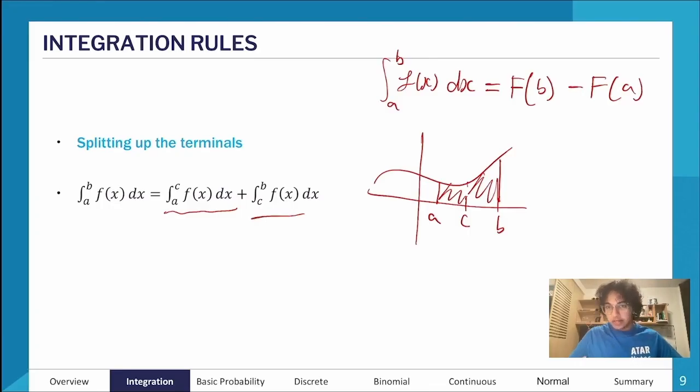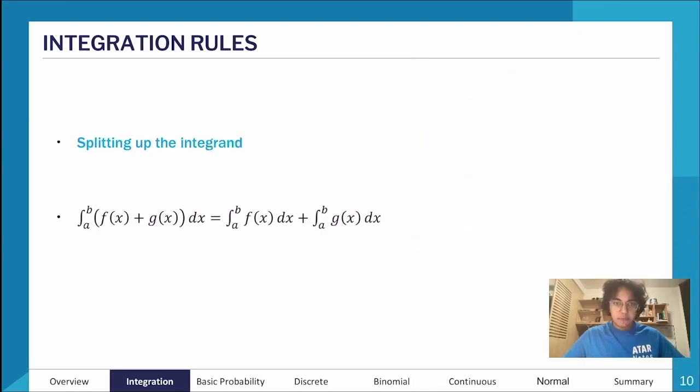And you can see from the shaded area that it still represents the total span of that integral, the total area represented there. We'll talk a little more about area under the curve when we talk about definite integrals. So if you're a little lost on this part, don't worry too much. Just know that you can split up definite integral terminals like so. I'll touch on this again when we do a definite integral question.